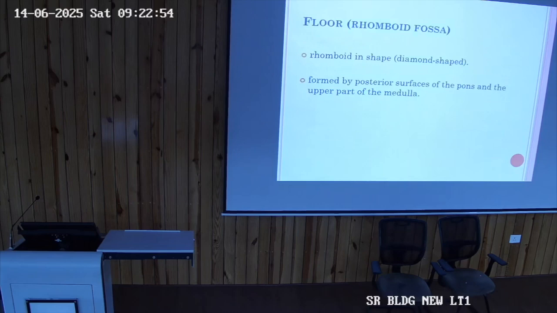Now coming to the floor of the fourth ventricle. So the floor is diamond shaped or rhomboid shaped, as there is one superior angle, inferior angle, there are lateral angles also. So it is formed by the posterior or the dorsal surface of the pons and the upper part of the medulla. In between these two there is a pontomedullary junction. So can you name the nuclei, what do you expect is there in the floor of the fourth ventricle?